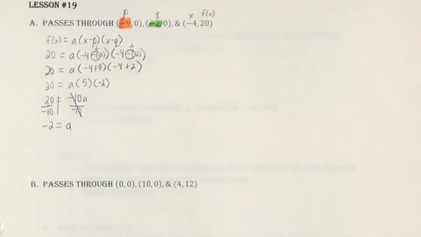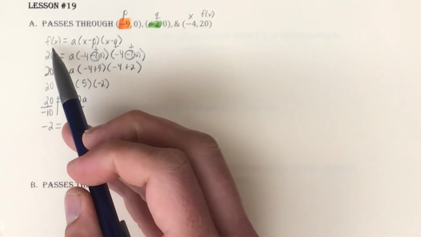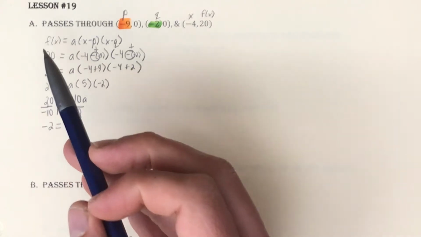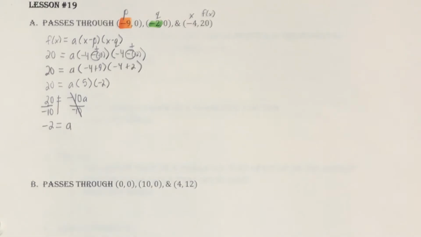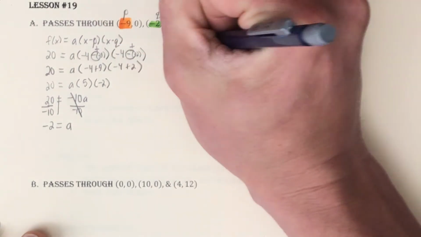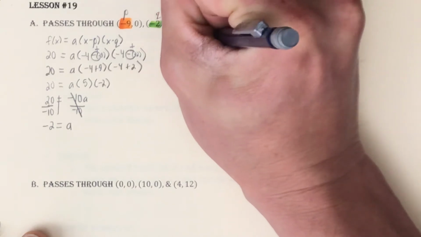Well, now that we have a value for a, we can go back into our quadratic function in intercept form, and we can plug in for a, for p, and for q. We are no longer going to plug in for our x or our f of x. So that's what we're going to do. We're going to plug in.